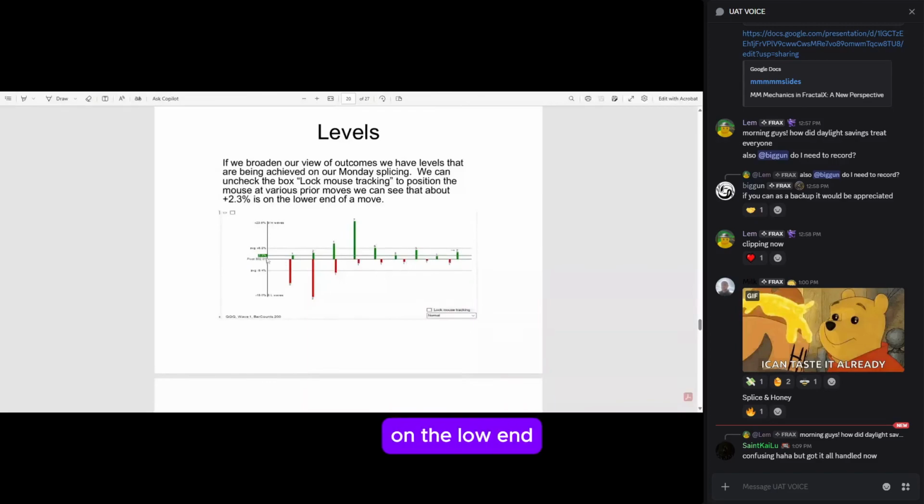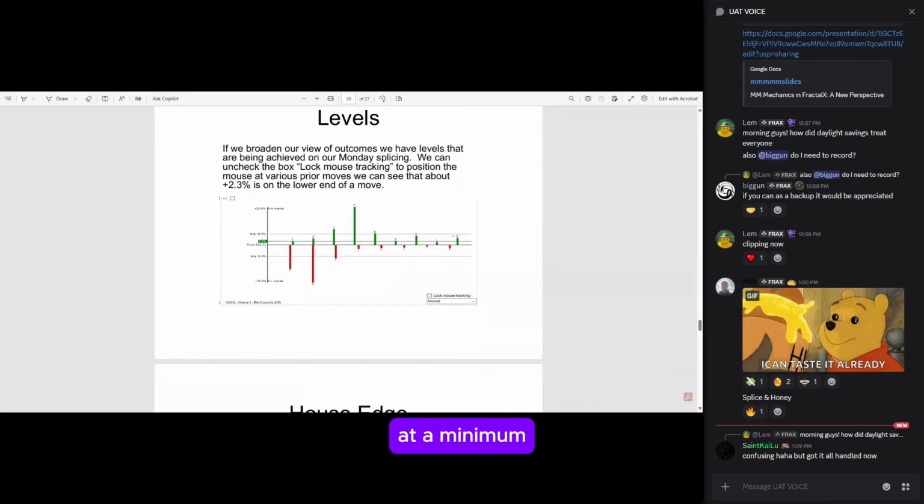So I see on the low end, we're about 2.3% on the lower end of a move. So that means October 20th close, we can be 2.3% above that. And so that gives an idea of where we could go at a minimum.